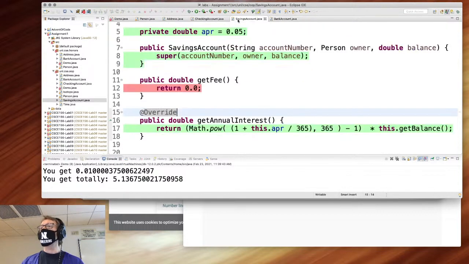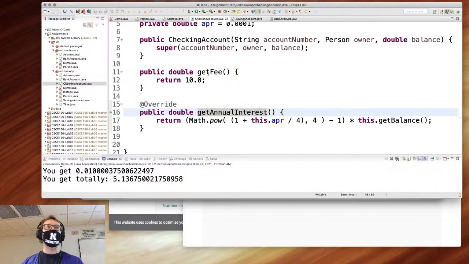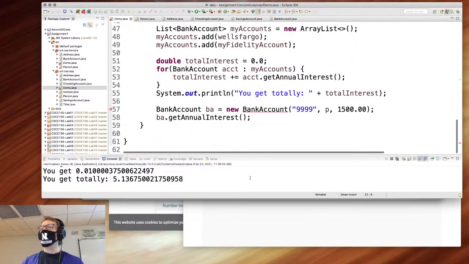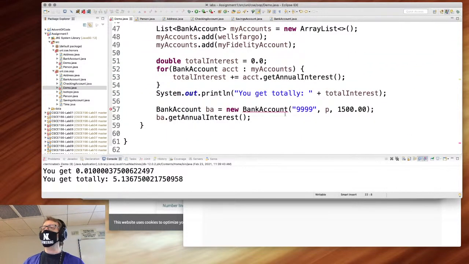You can do that with a particular savings account. You can do that with a particular checking account. But you should not be able to do that with a bank account, because I don't know how to do that. By making it abstract, what I've done here is I've cut off the outside world from doing what I didn't want it to do.